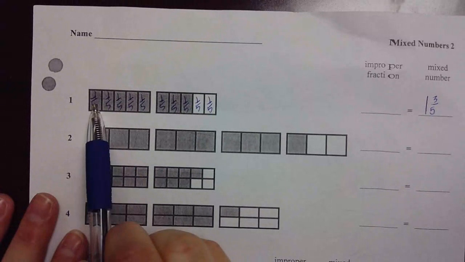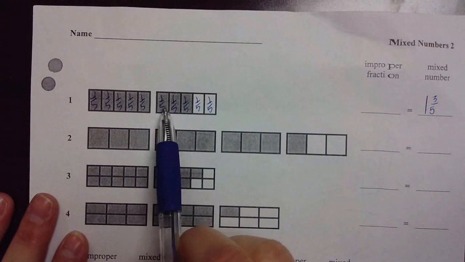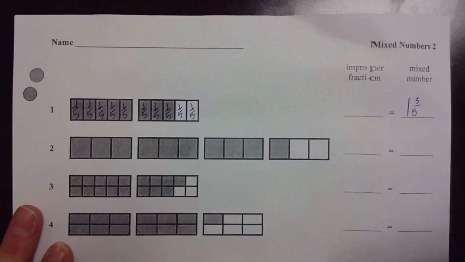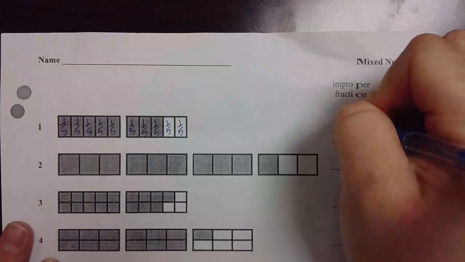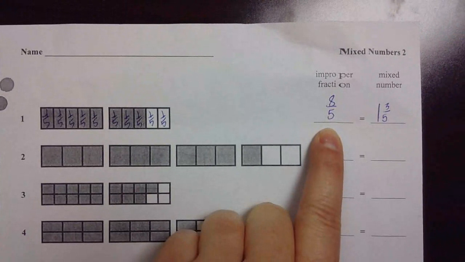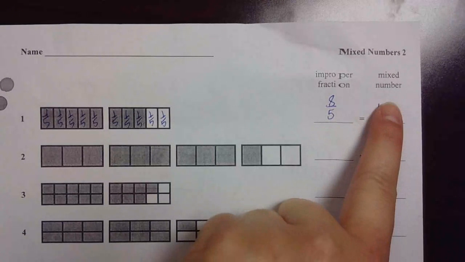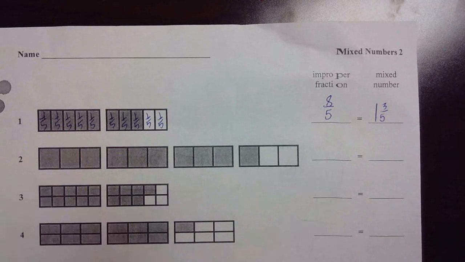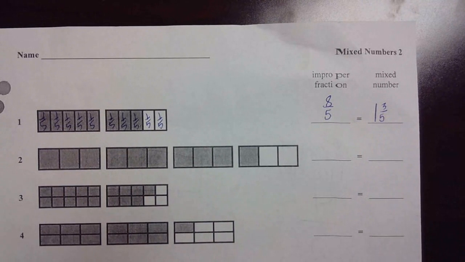If I'm talking about an improper fraction, well, these are fifths, and this is out of 1, 2, 3, 4, 5. So these are also out of 5 total parts. So these represent fifths. So how many fifths in all? Well, that's 1, 2, 3, 4, 5, 6, 7, 8. That is 8 fifths shaded. Okay, so 8 fifths is my improper fraction. And my 1 and 3 fifths is my mixed number. And guess what? They represent the same value.